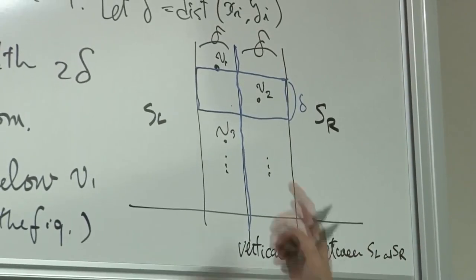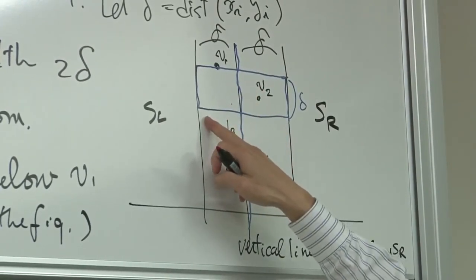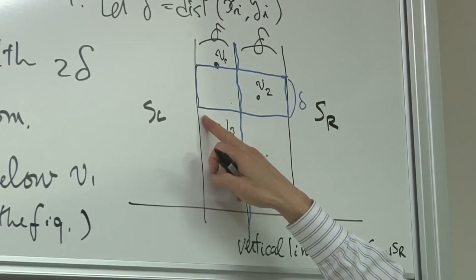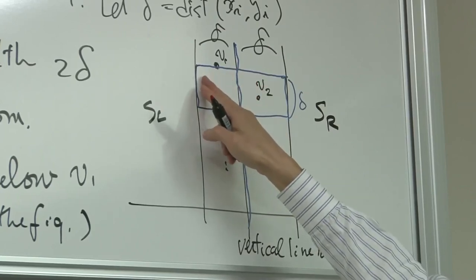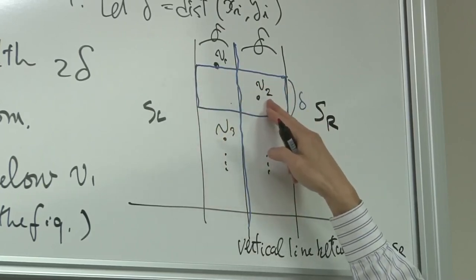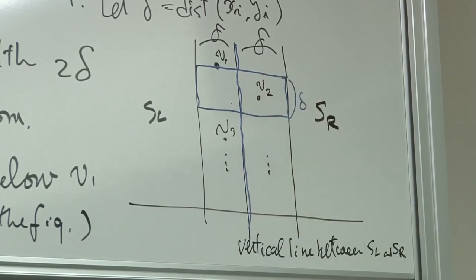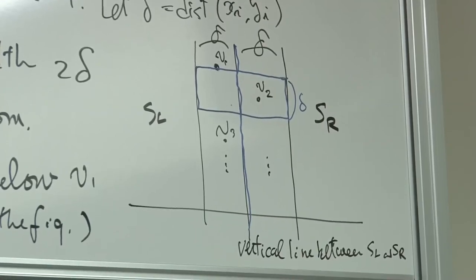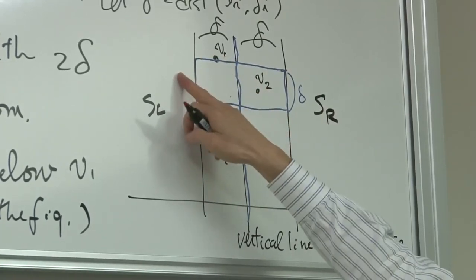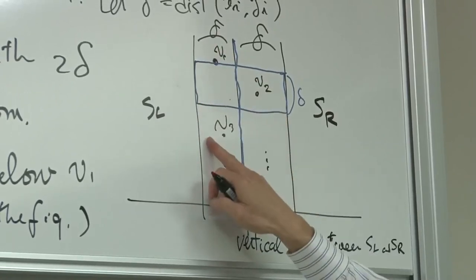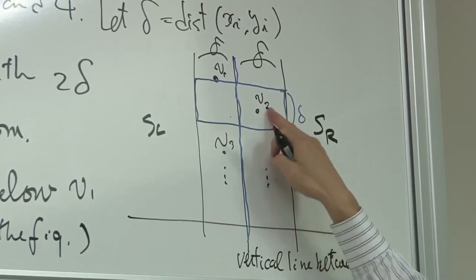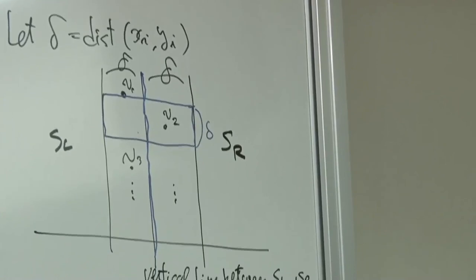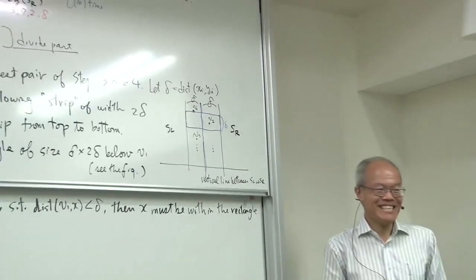And x should not be here because obviously it's more than delta. So if V1 is on this side, then x must be in this rectangle, not in this square. Anything not clear? x should not be here, should not be here. It should be here. Okay? Good.